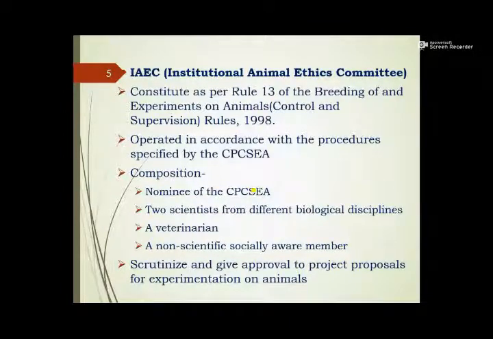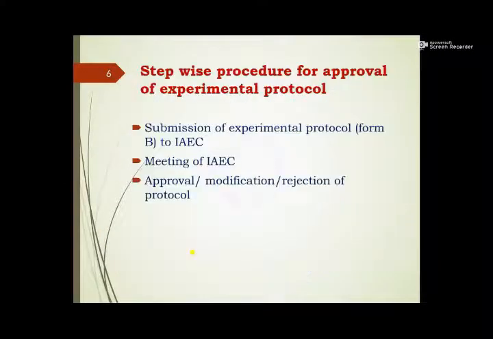Whatever experimental protocol or experimental procedure you are going to carry out, you have to submit it to the IAEC, and the committee scrutinizes your proposal and either approves, rejects or modifies it. These are the steps to be followed during approval of an experimental protocol. First, submission of the experimental protocol in the form of Form B to the IAEC. Second is the meeting of the IAEC, and third is either approval, modification, or rejection of the protocol.